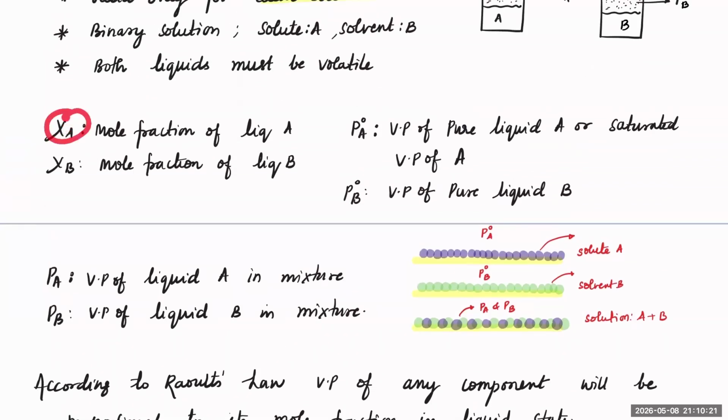Please notice this. XA and XB are mole fractions of A and B in the mixture when you mix two liquids. PA and PB are their partial pressures, or vapor pressure in the gaseous state, in the vapor state. And P naught A, P naught B are the vapor pressures of pure liquid A and pure liquid B. Clear?